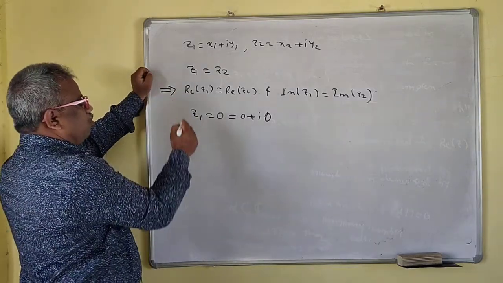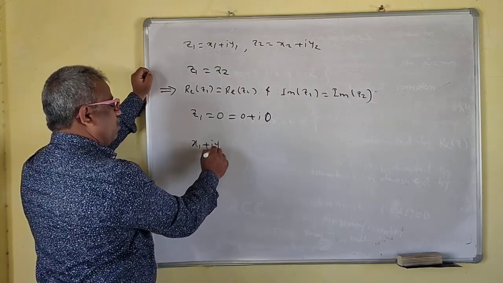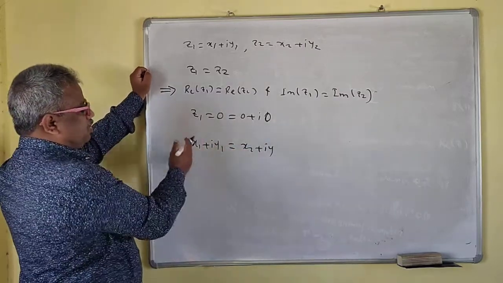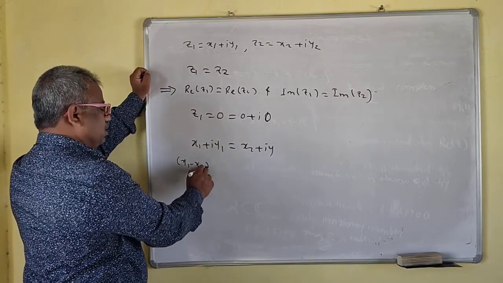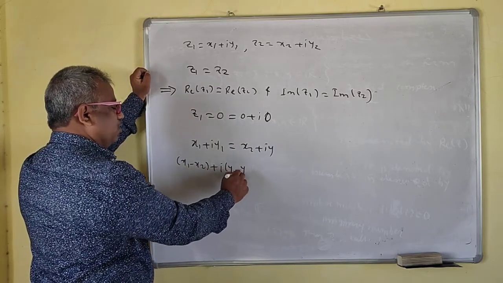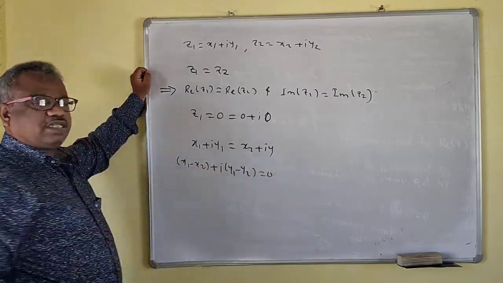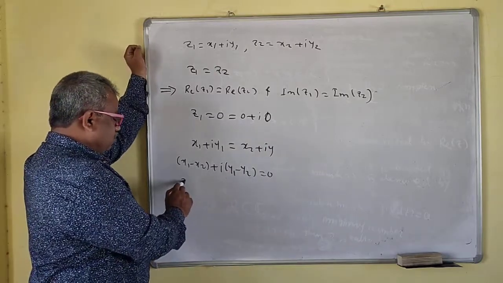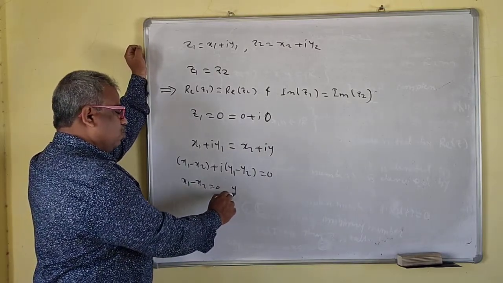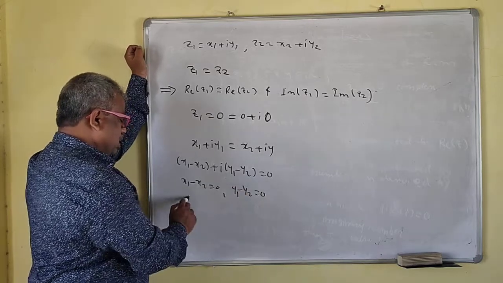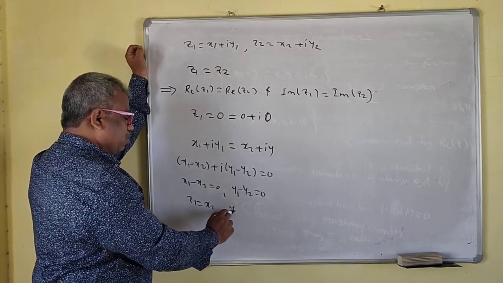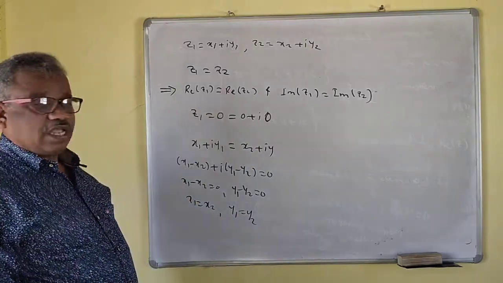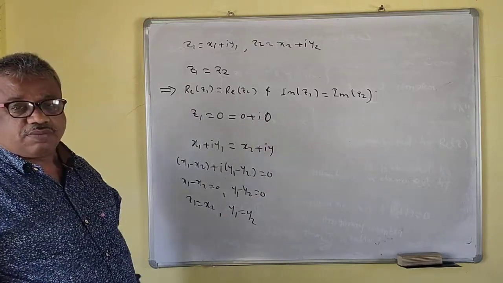From that we can also prove this: x1 plus iy1 is equal to x2 plus iy2. I will shift this complex number to this side. So we get x1 minus x2 plus i times y1 minus y2 is equal to 0. Now this complex number is 0, so both the real part and the imaginary part are 0. So x1 minus x2 is equal to 0 and y1 minus y2 is equal to 0. That means x1 is the same as x2 and y1 is the same as y2, which is the same as saying the real part of z1 is the same as the real part of z2, and the imaginary part of z1 is the same as the imaginary part of z2.